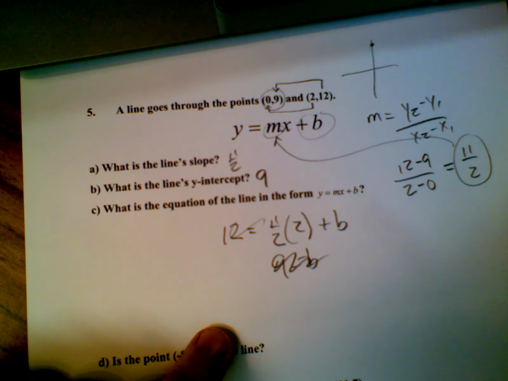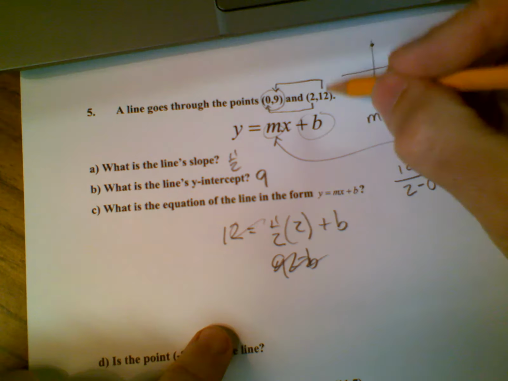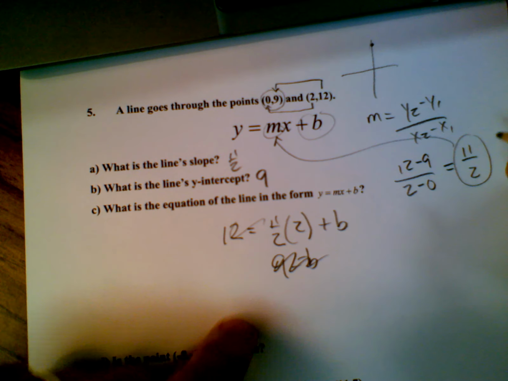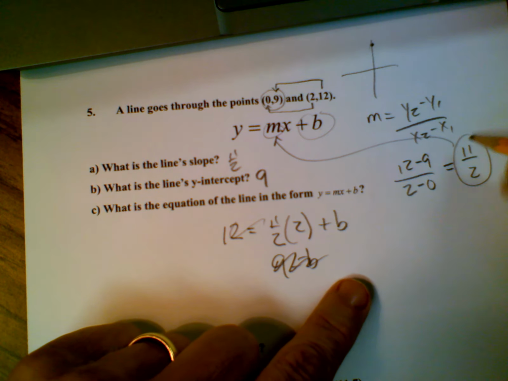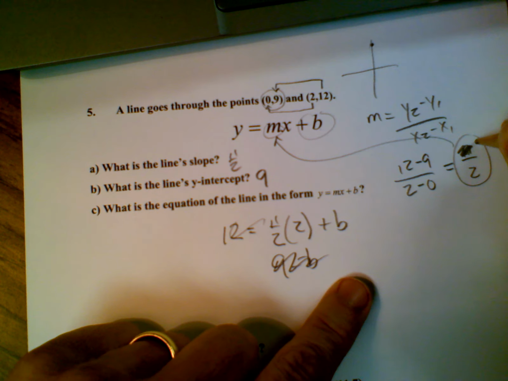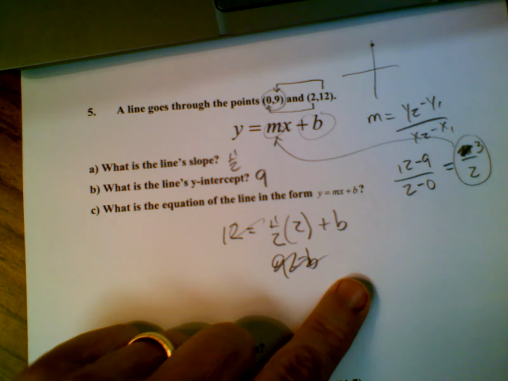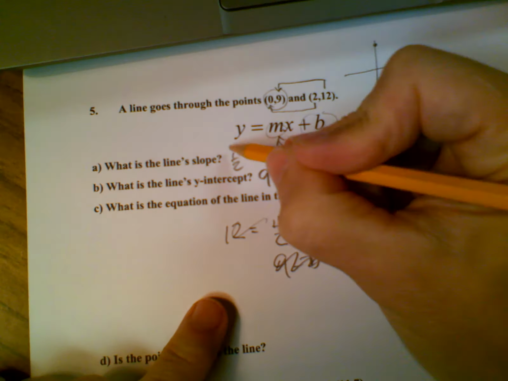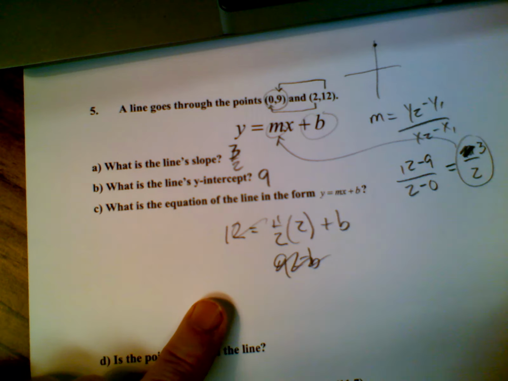I gotta stop here for a moment. Oh, 12 minus 9 is not 11. Holy cow, that was horrible. That was so bad. I bet a lot of you saw me make that mistake and you didn't even say anything. Hey, speak up. Okay, 3 halves is the slope.